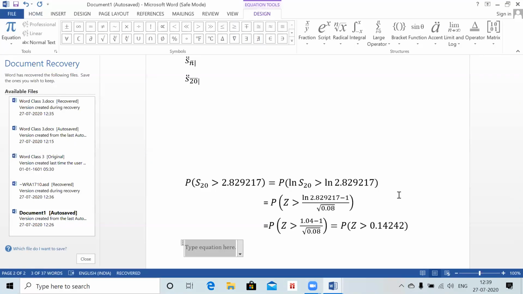The result equals 1 minus capital Phi, which is the capital Phi of 0.14142, which is 0.44377. You all can skip steps in between, I am showing all the steps, okay?